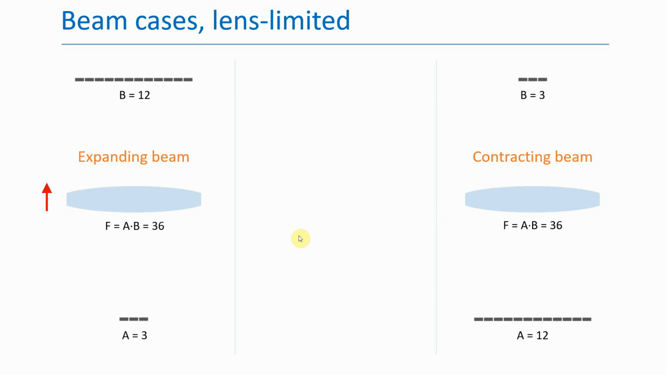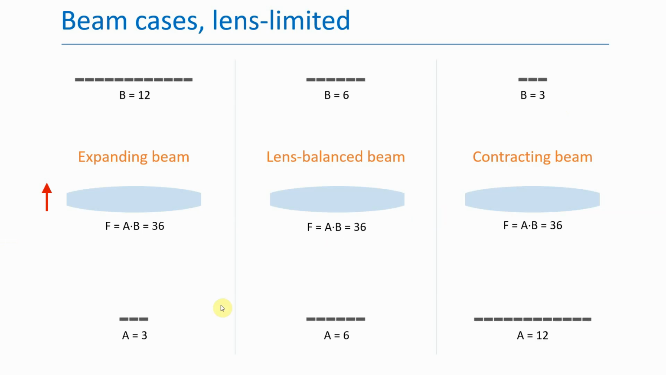Intuitively, you can probably guess that in between these two cases, there must exist a beam that is balanced with respect to the lens. In other words, it's the same size in both focal planes. That width is the square root of the focal length. For our lens with focal length 6, the lens balanced beam is 6 patches wide at both flats. It turns out that the lens balanced beam is the simplest case for studying provolution, so this is where we will start.